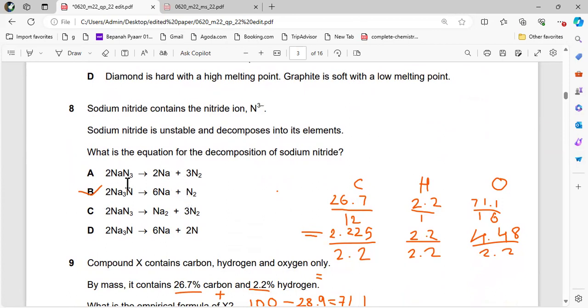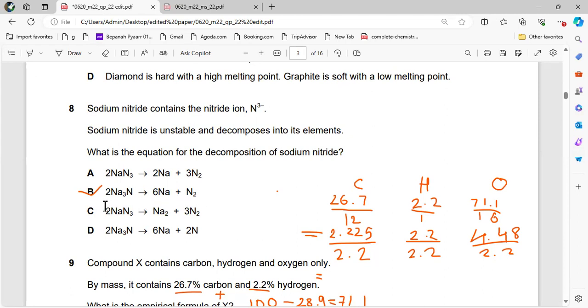Okay. So option A and option C are cancelled here. We have two options, B and D, where the correct formula is written. Now here, if you see, after decomposition, the products are sodium and nitrogen. Okay. So in option B, it is Na plus N2.